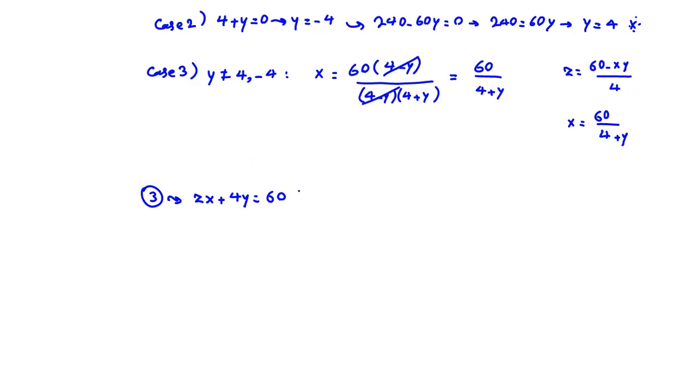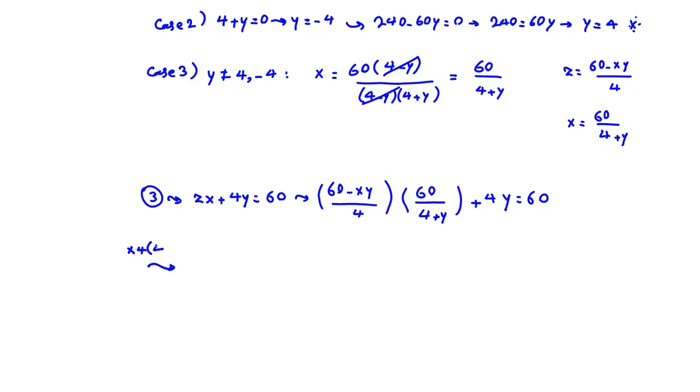Now let's replace. First part, I say, okay, it's 60. Instead of z, we write (60 minus xy) over 4 times x. We replace this x with 60 over (4 plus y), plus 4y equal to 60. Now, in this case, we multiply both sides by 4 times (4 plus y). So it will be (60 minus xy) times 60 plus 4 times 4 is 16, y, (4 plus y), equal to 240 times (4 plus y).